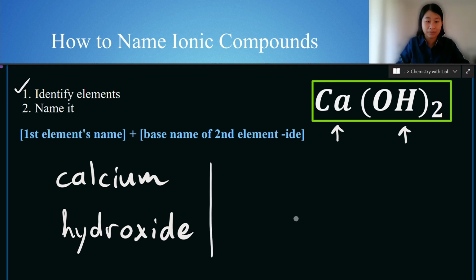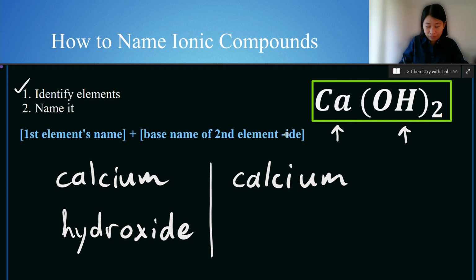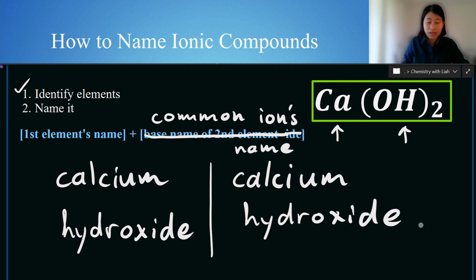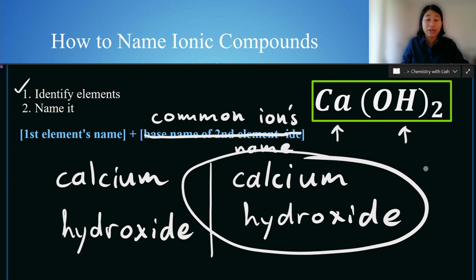Now, what's going to happen here? Well, we're still going to have the first name. So we're going to have calcium. Now, what's going to happen for hydroxide? How are we going to add that into the name? Well, this rule actually changes. When we have a polyatomic ion as the second part of our chemical formula, we actually just use the common ion's name. And that common ion in this case is called hydroxide. And so we're just going to put that over here. And so CaOH2 will be called calcium hydroxide.